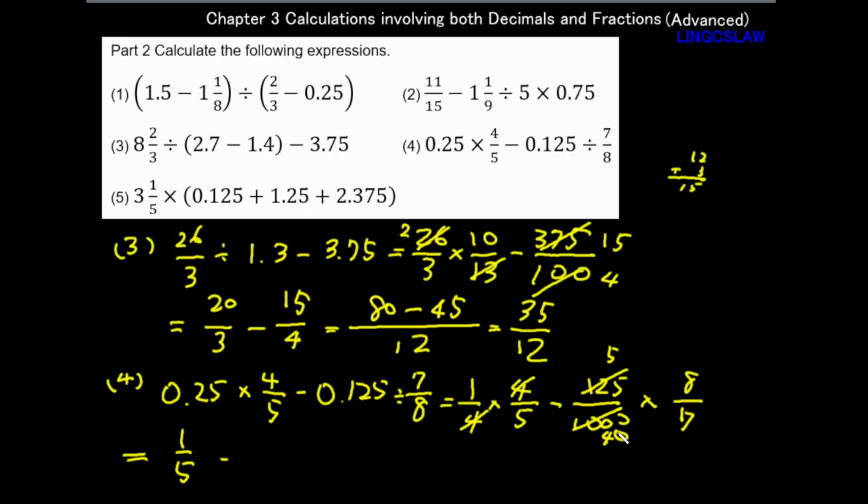Still I can simplify this, 1/8, and simplify this one. So the numerator is 1, the denominator is 7, equals, okay, 35. 7 minus 5 equals 2 over 35. This is the answer. Alright, let's go on to number 5.